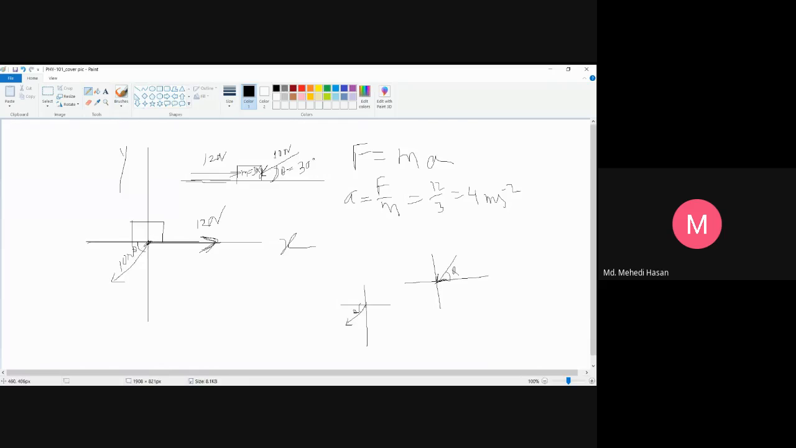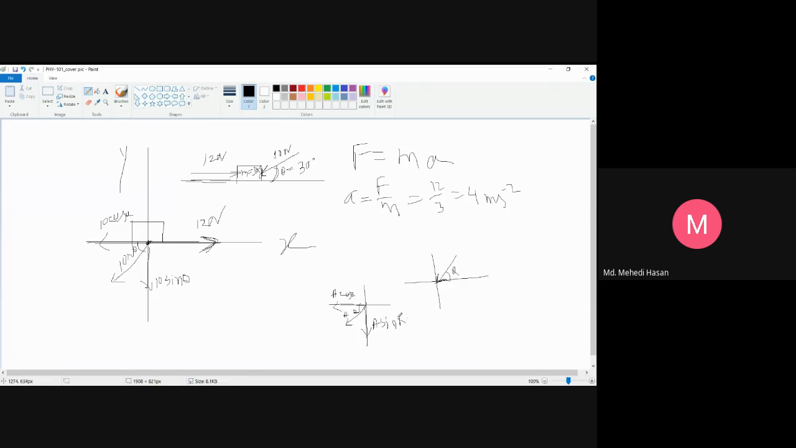If we try to draw the components, along that axis it is 10 cos theta, and along that axis it is 10 sin theta. Because we know that if the vector is A, then this vector has two components: along the x-axis it is A cos theta, and along the y-axis it is A sin theta.